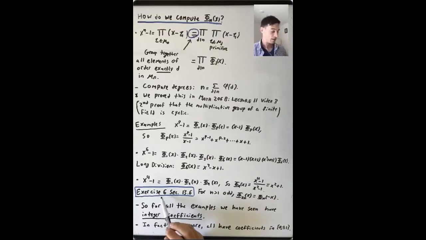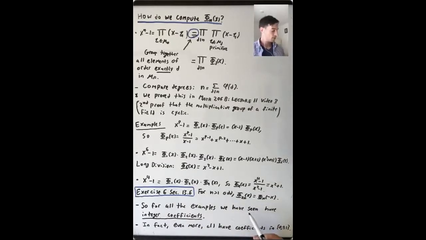For example, exercise 6 in section 13.6 says for n larger than 1 odd, the 2nth cyclotomic polynomial is the nth cyclotomic polynomial of negative x. You put in a negative x everywhere you see x. So what's the difference between phi n of negative x and phi n of x is every time you have an odd exponent, you take the negative of the corresponding coefficient. Okay, so you can think about how to prove this by comparing the set of primitive 2nth roots of unity with the set of primitive nth roots of unity. Or more generally, how do the 2nth roots of unity and the nth roots of unity compare?